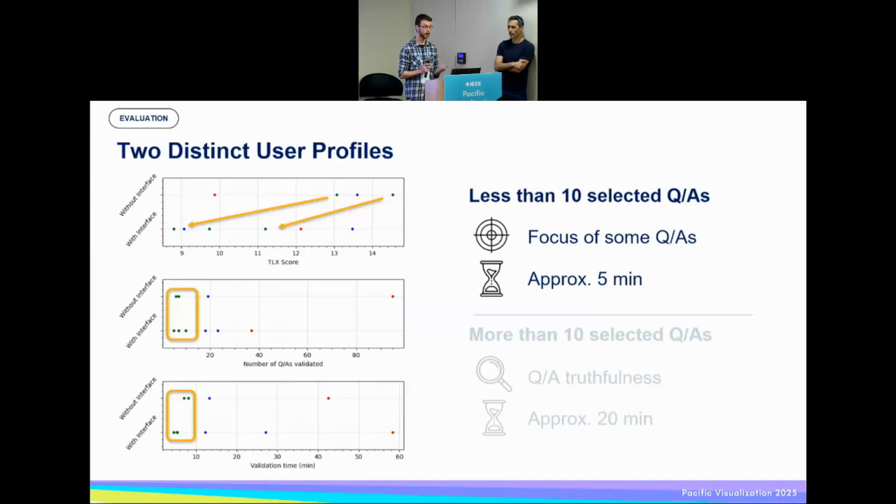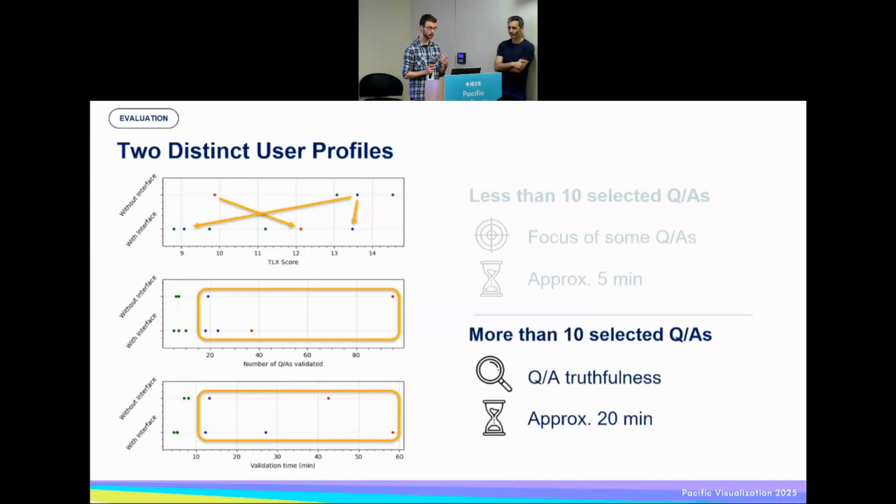There is a higher impact for the 10 selected QA. We explain this by the number of selected QA. Of course, for the second profile, journalists validate all QA one by one to verify information. They didn't take the clusters into consideration. They only validate each QA one by one, systematically.